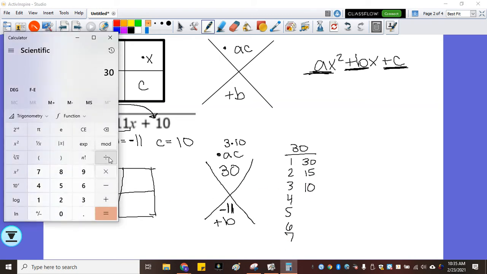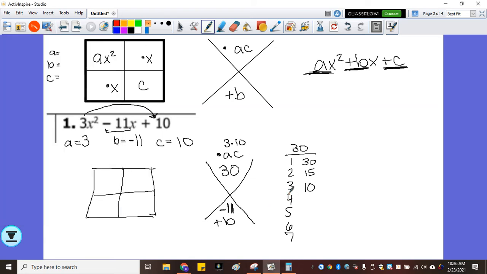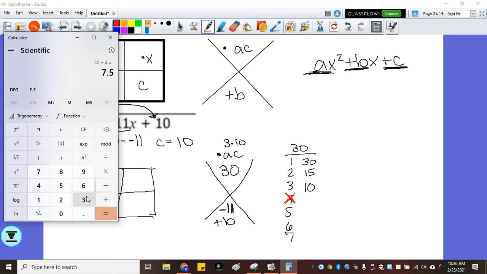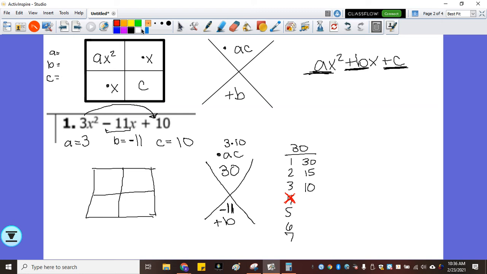30 divided by 4 is a decimal. So if you get a decimal, that's not a factor. So you can get rid of that one. We don't want that one. What about 30 divided by 5? 6. And so now that we have 6, we know 6 is a factor. And if I divide 30 by 6, I'm going to get 5. So we know our list is over because the next number I would check is right here. So we can get rid of these other ones. 7's not going to be a factor.